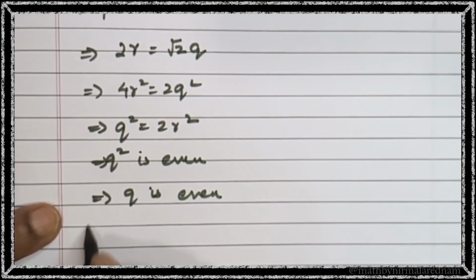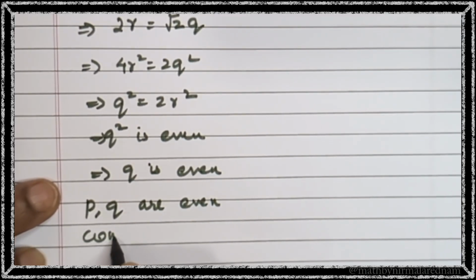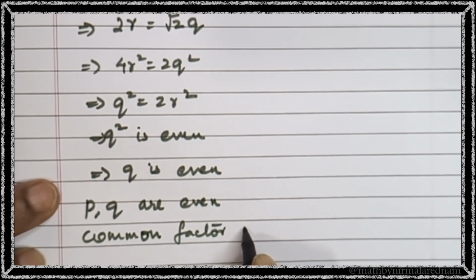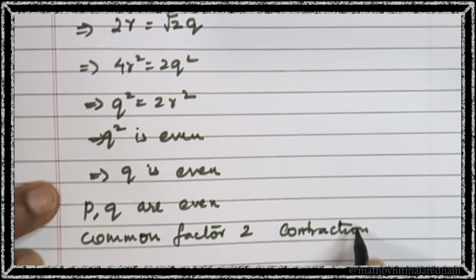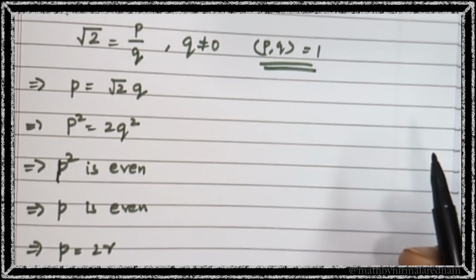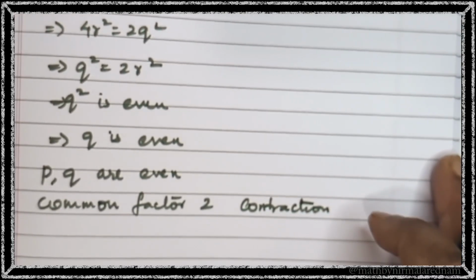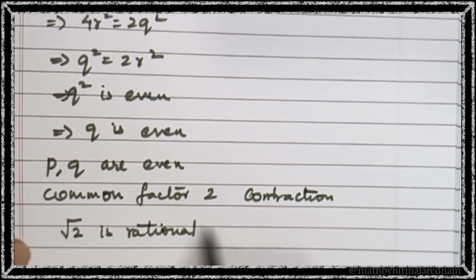Now if p and q both are even, then they definitely have a common factor. All even numbers have a common factor 2, which is a contradiction, because in the beginning we clearly mentioned that p and q do not have any common factors other than 1. So because of this contradiction, our assumption that root 2 is rational is wrong. So by proof by contradiction, root 2 is irrational.